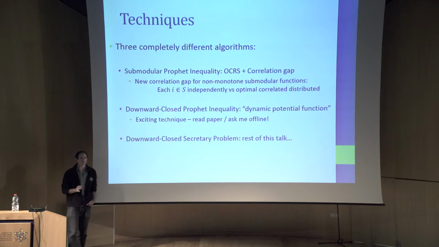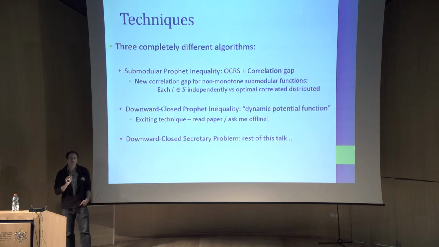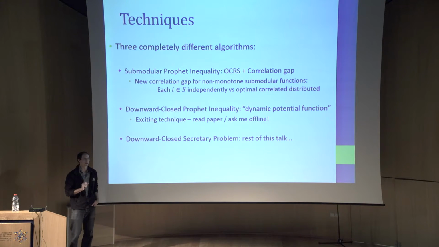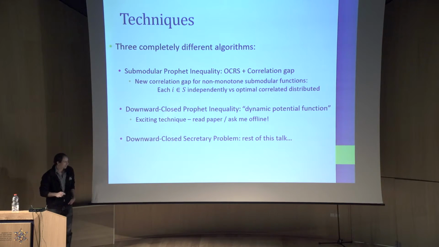It uses something that I call a dynamic potential function. I really love it. It's a little bit too complicated to explain in a talk, but if you catch me offline, I'll be happy to tell you more about it. The simplest algorithm is the one for this downward closed secretary, and I'll tell you more in the rest of the talk.